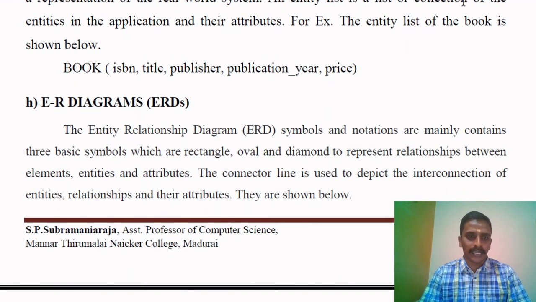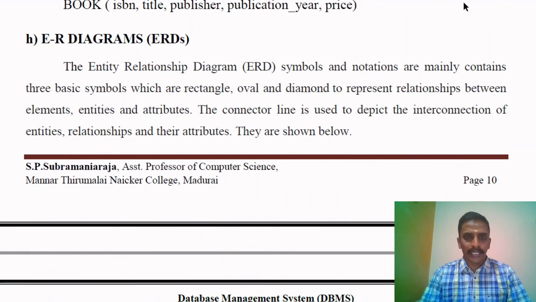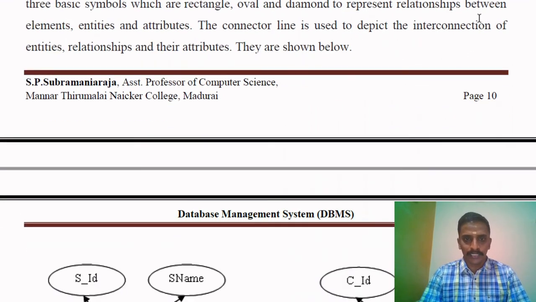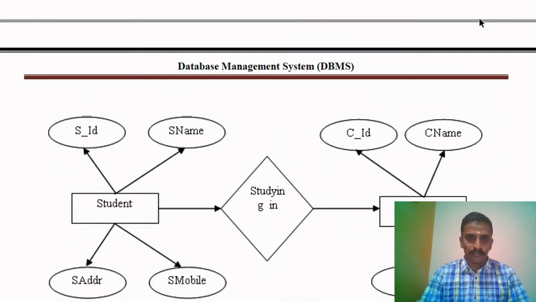And the next one is ER diagrams. The ER diagram is shortly called ERD. It has some symbols and notations, mainly three basic symbols, which are rectangle, oval, and diamond, to represent the relationship between the elements, entities, and attributes. The connector line is used to depict the interconnection of entities, relationships, and their attributes, and they are shown in the below figure.